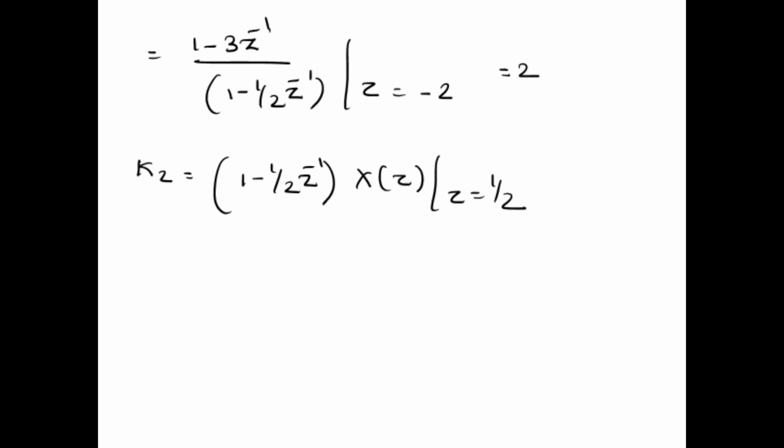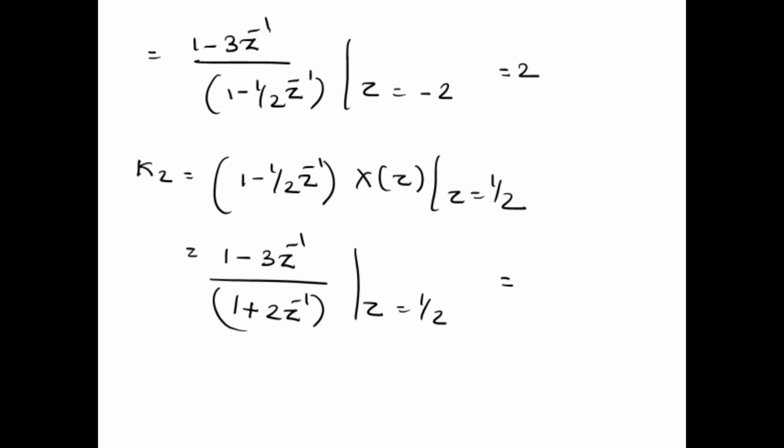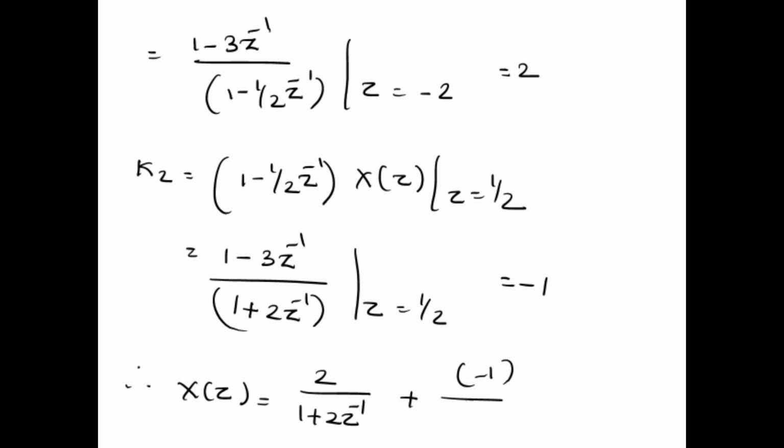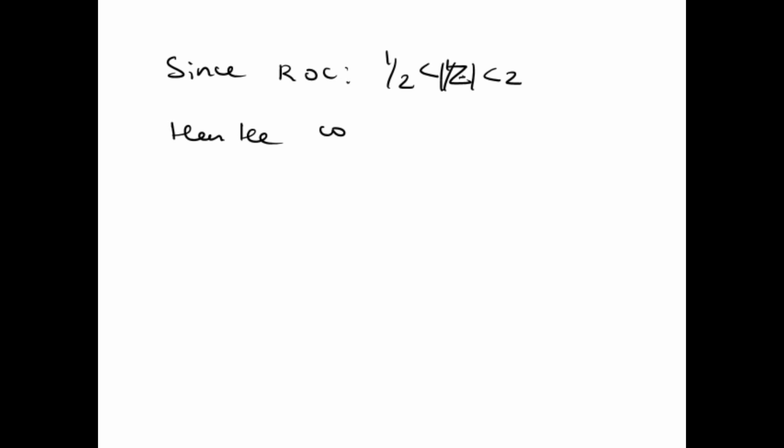is equal to half, which is equal to (1 minus 3 z inverse) divided by (1 plus 2 z inverse) at z is equal to half, which is equal to minus 1. Therefore, x of z is equal to 2 divided by 1 plus 2 z inverse plus minus 1 divided by 1 minus half z inverse. Since ROC is half less than mod z less than 2, the corresponding x of n must be two-sided.